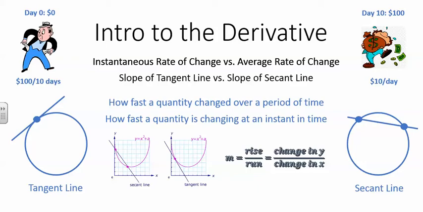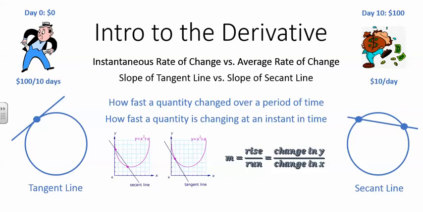Now, you may recall from algebra that the slope of a line is rise over run, or change in y over change in x, or y2 minus y1 over x2 minus x1. With secant lines, this will be easy to calculate because we have 2 points. But we'll run into a problem with tangent lines because we'll be dealing with only 1 point.